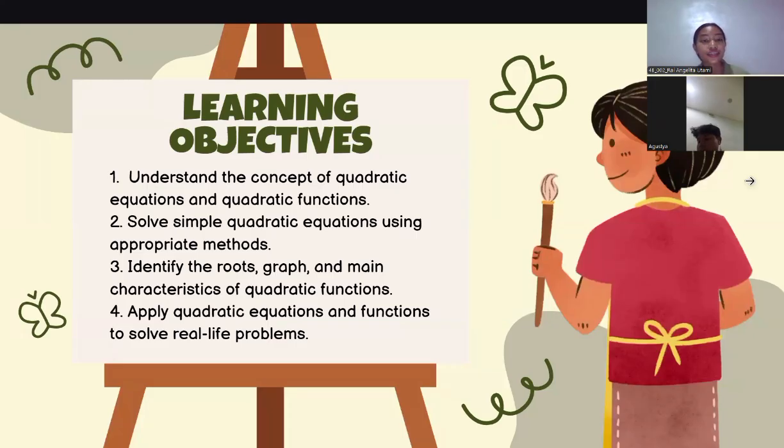Before we dive into the details of the materials, I want to share our learning objectives for this topic. By the end of this lesson, there are 4 learning goals that we need to achieve together. Let's go through them one by one. First, you are expected to understand the concept of quadratic equation and quadratic function. Second, you should be able to solve simple quadratic equations using appropriate methods, such as factoring or the quadratic formula.